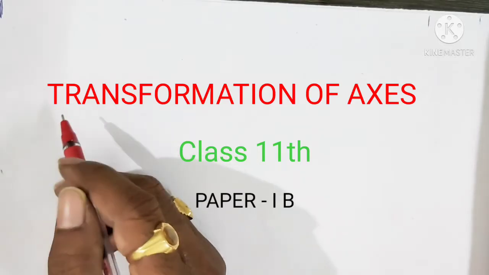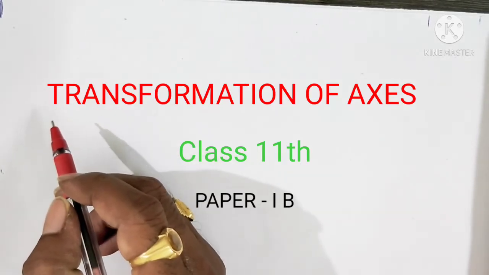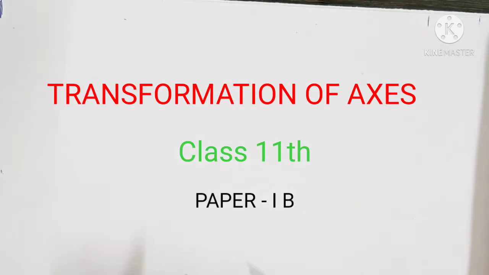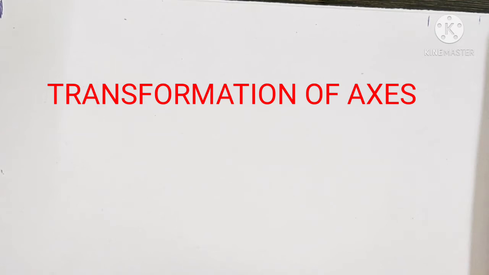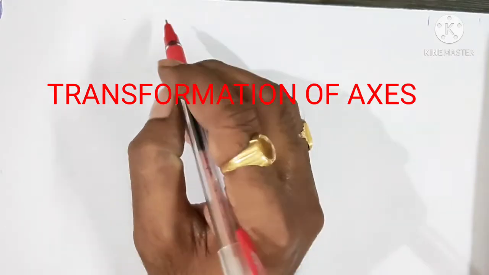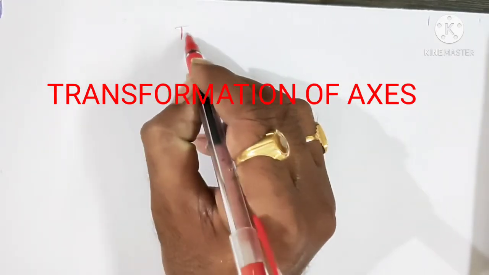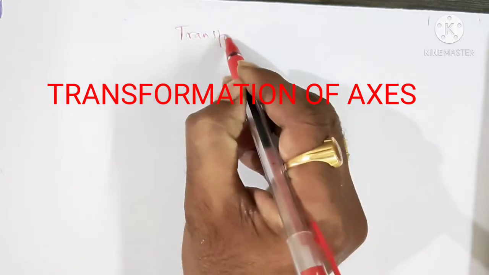So dear guys, in this video lecture we are going to discuss a most important concept of first year maths paper 2, that is 1B. The topic is transformation of axes.